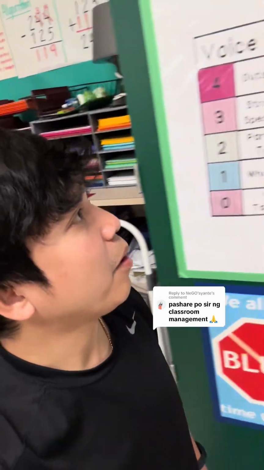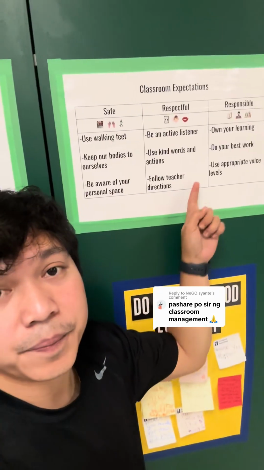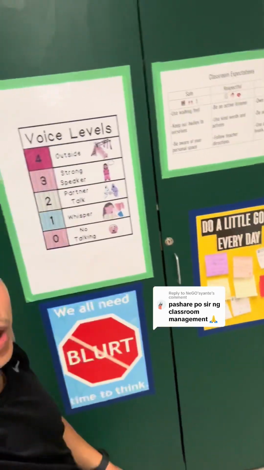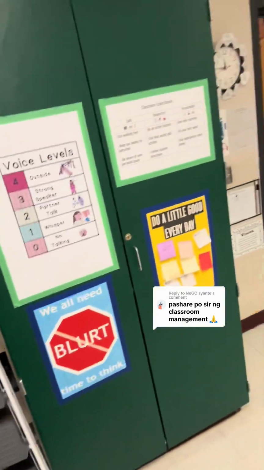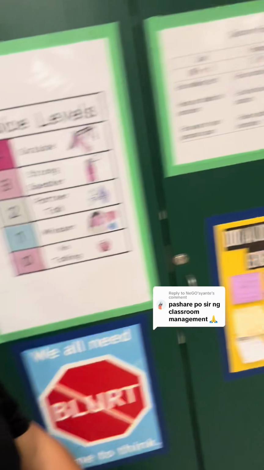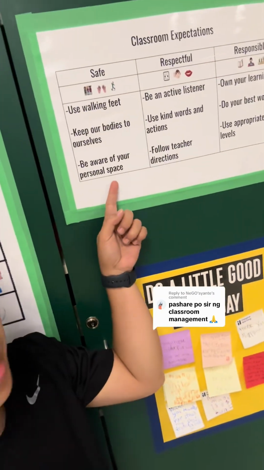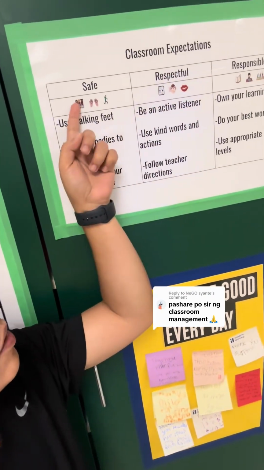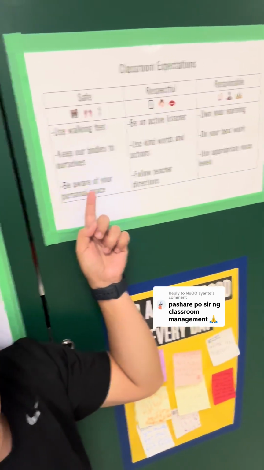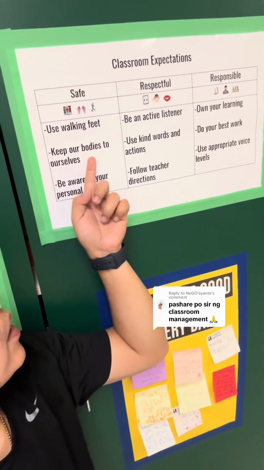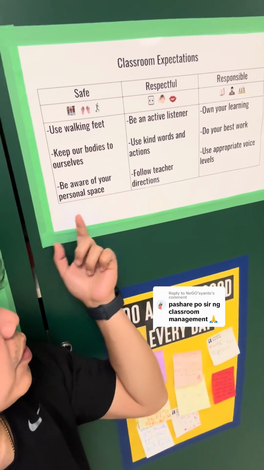So we have what we call our classroom expectations. I put this one here, by the way. Here I put my classroom expectations: how to be safe, respectful, and responsible. Use walking feet. Keep your bodies to yourselves. Be aware of your personal space.